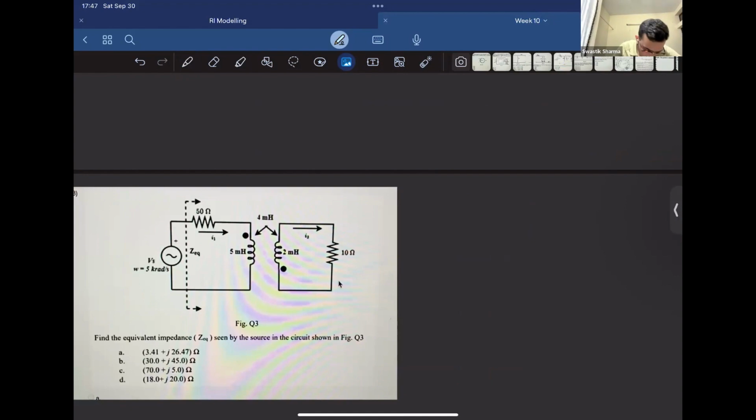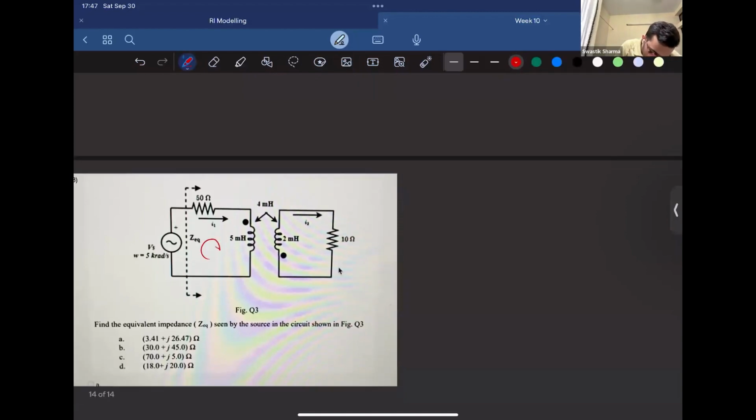Okay. So what we are required to do is form the equivalent impedance. How would the equivalent impedance look like, right? So let's see for this circuit. Let's write KVL for this circuit.